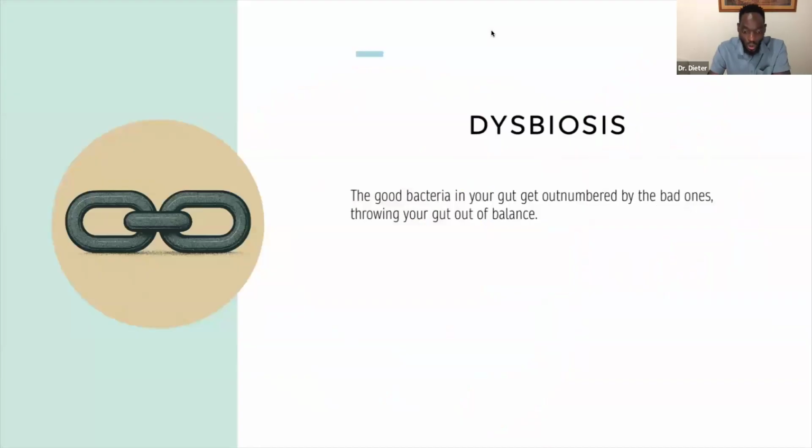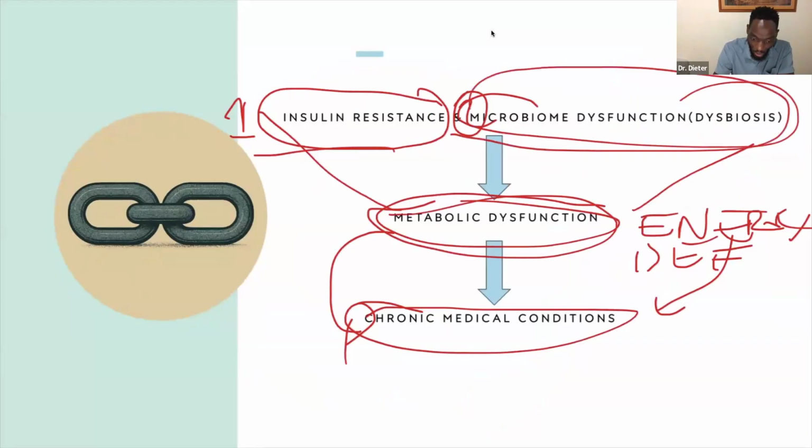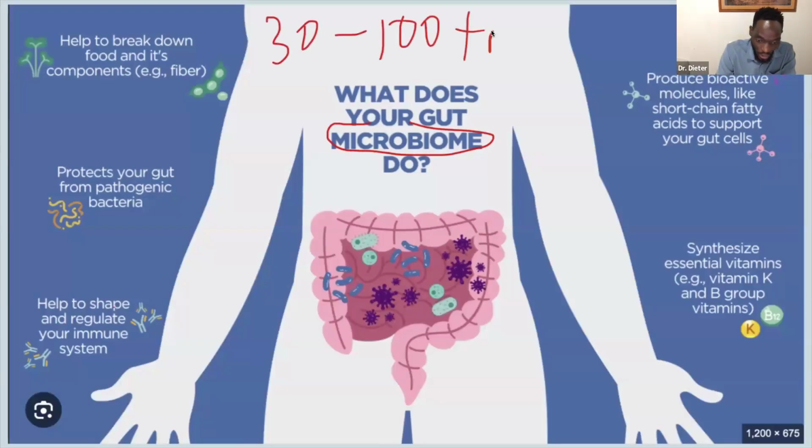The second is what we call dysbiosis. Remember, I said in this very first slide that the two main things at the center of metabolic dysfunction are energy deficiency, insulin resistance, and microbiome dysfunction, or what we call dysbiosis. So to be able to understand what dysbiosis is, let's understand what the microbiome is first of all. In our colon, in our large intestine, there are about 30 to 100 trillion bacteria. Those 30 to 100 trillion bacteria in our large intestine are called the microbiome, okay?